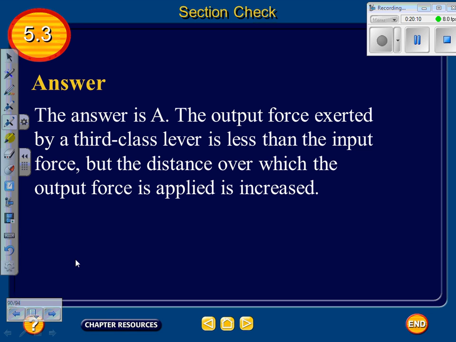Output force exerted by a third class lever is less than the input force, but the distance over which the output force is applied is increased. Think about it. You are the fulcrum, your hands on the baseball bat. You provide an input force to the baseball when you hit it, and the output force isn't necessarily increased, but the distance over which your output force is applied is increased and the ball goes sailing.